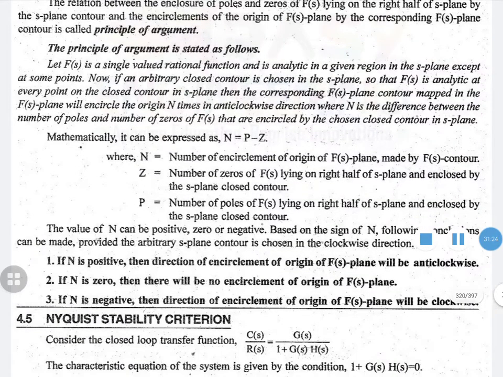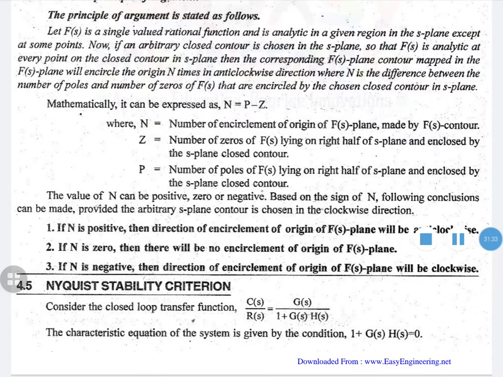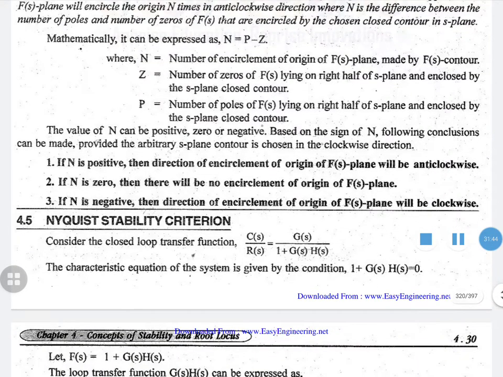Okay, so we are introducing the notation N is equal to P minus Z. P is the number of poles lying on the right half of the s plane, and Z is the number of zeros lying on the right half of the s plane. If N is positive, P will be greater, since N is P minus Z, and the encirclement will be in the anticlockwise direction. If N is 0, the number of poles will be equal to the number of zeros, so there is no encirclement. If N is negative, then the direction of encirclement will be clockwise.